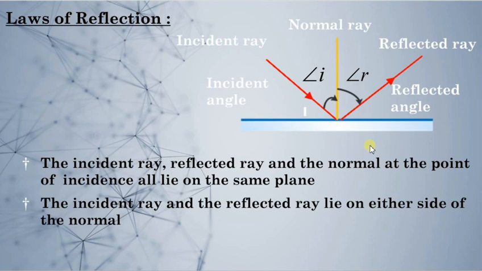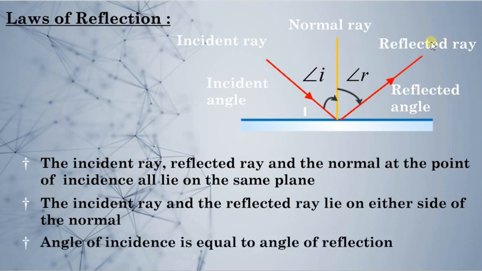The incident ray and the reflected ray lie on either side of the normal. So this is a normal, and on either side you are able to see the incident ray on this side and the reflected ray on the opposite side. Now this third law is what you are going to have. You don't have the second point in your textbook. You have the first and the third law as the first and second law.